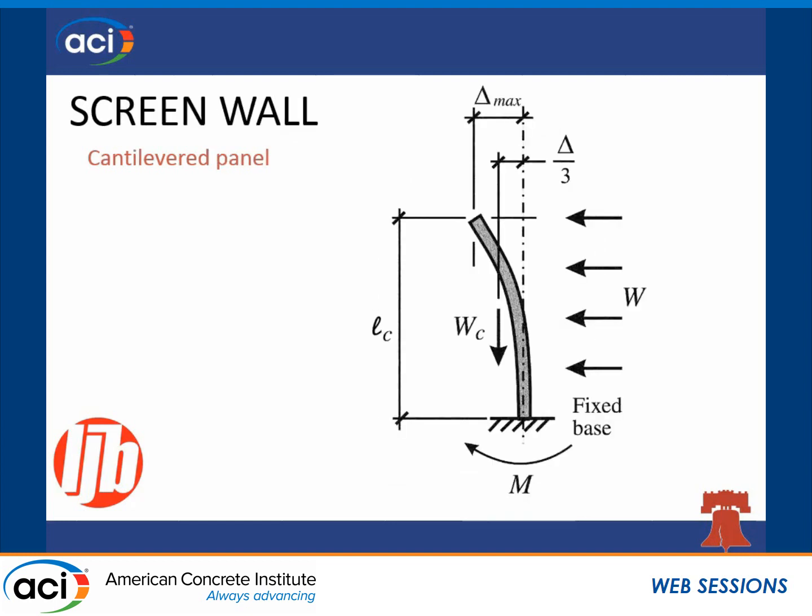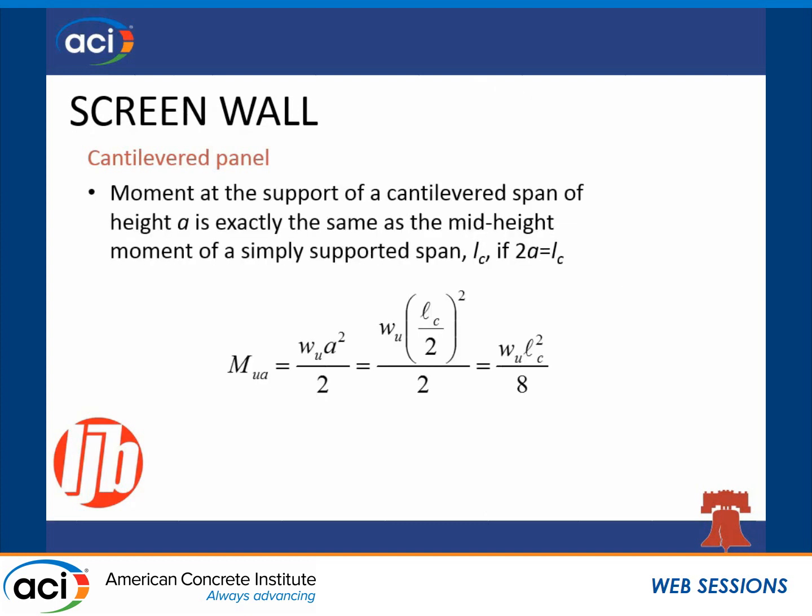Screen walls can easily be adapted using the ACI 318 procedure. Yes, they are cantilevered, and yes, we spent the past 20 minutes talking about a simply supported idealized model. But we can get to a screen wall solution by realizing that as long as twice the cantilevered length would equal the length of the simply supported span, we have basically the same calculations.